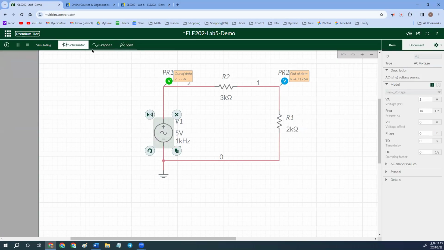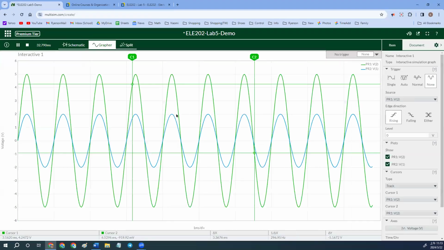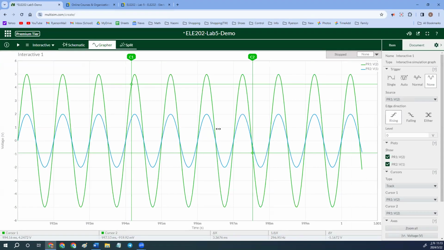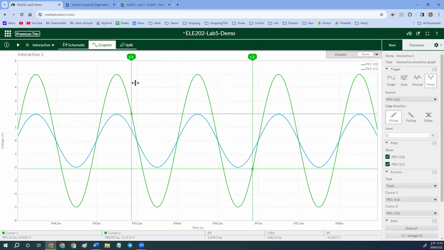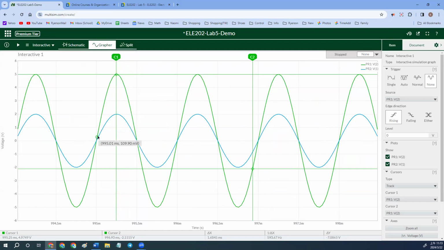Then we just click run. Then this time you're going to see on the graph 2 waveforms, both displayed on the same graph. Okay, there's no phase shift. You can see it when you have the 0 crossings. They're crossing at the same point. That means there's no phase shift because there's no capacitor or inductors in your circuit.